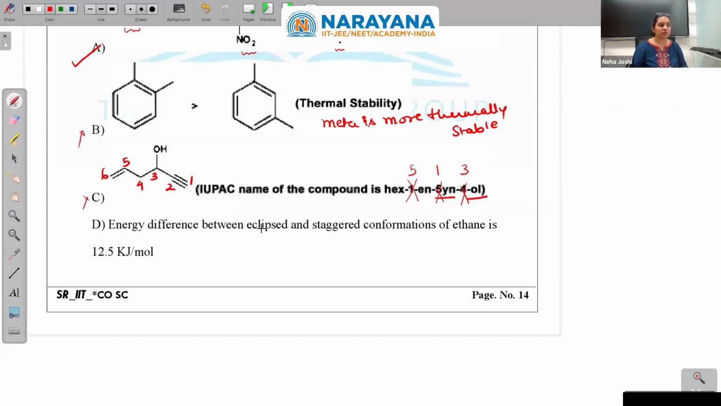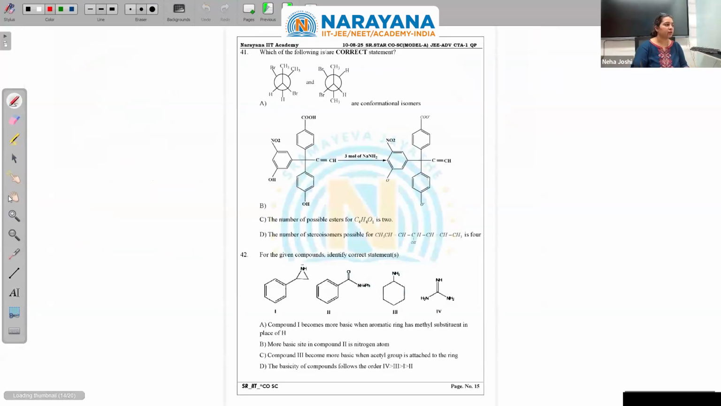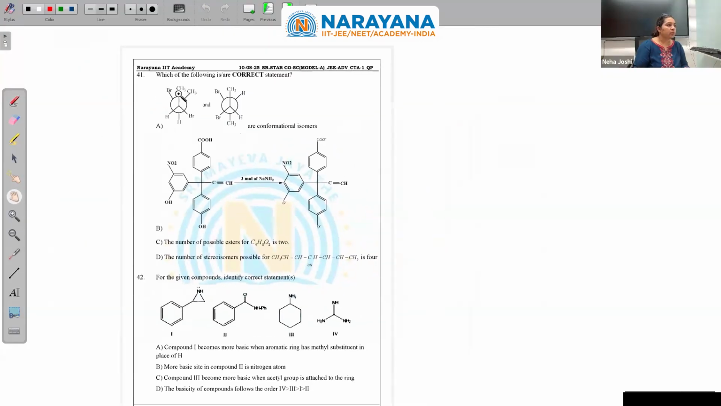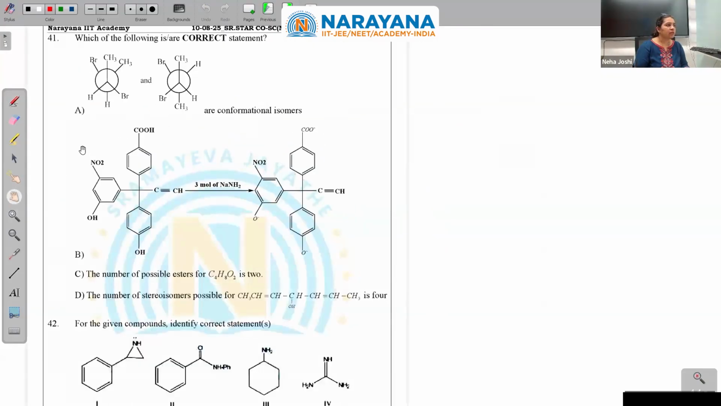Okay. The energy difference between eclipsed and staggered conformation of ethane is 12.5 kilojoules per mole. That is a true statement. So the answer has to be A and D. The answer for this particular question, number 40, is A and D. Moving to question number 41.